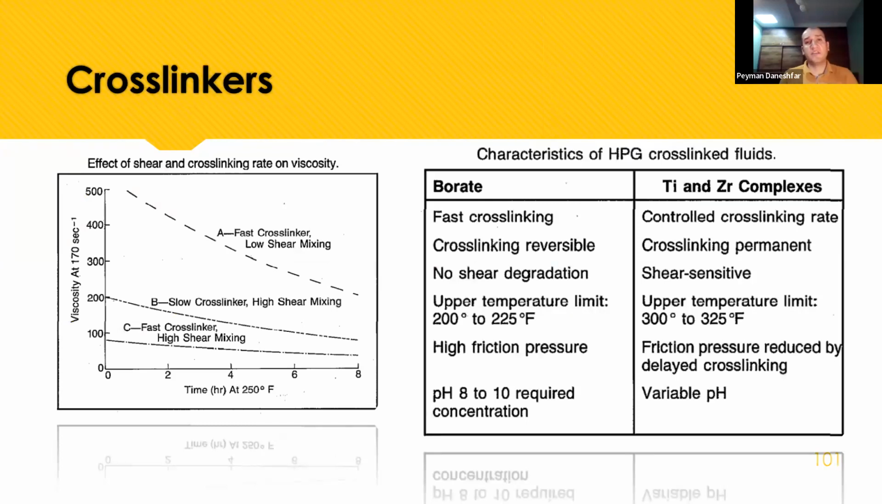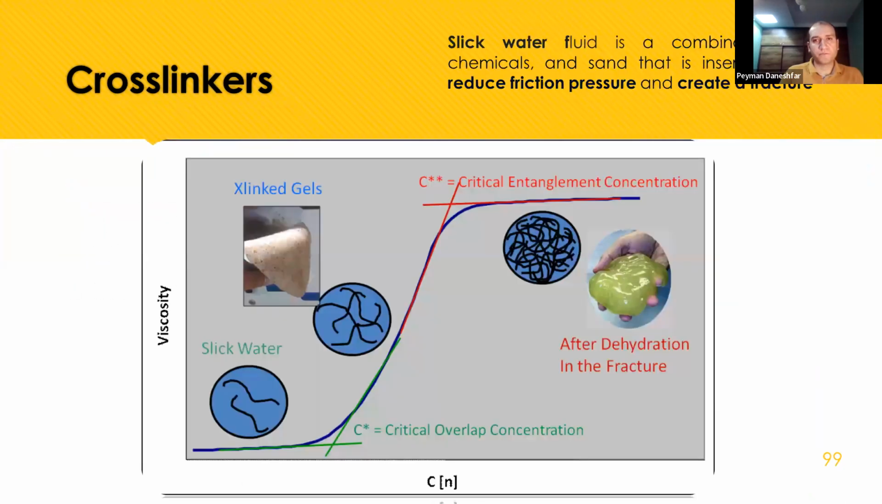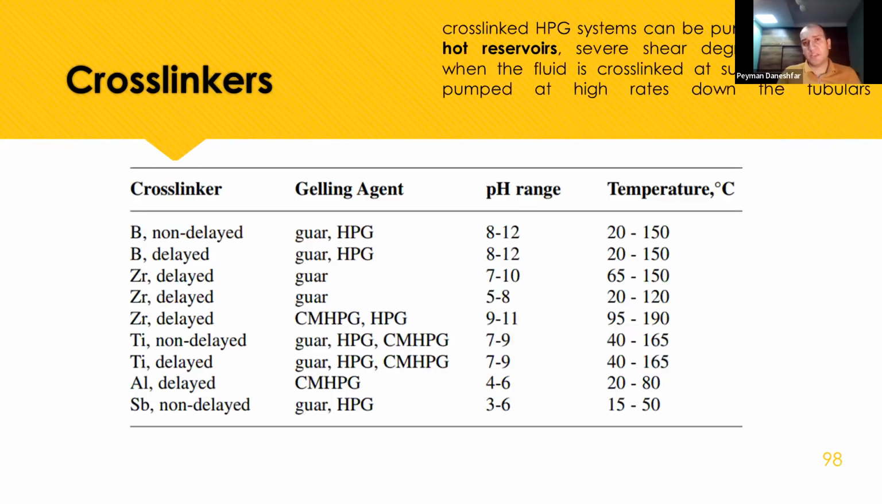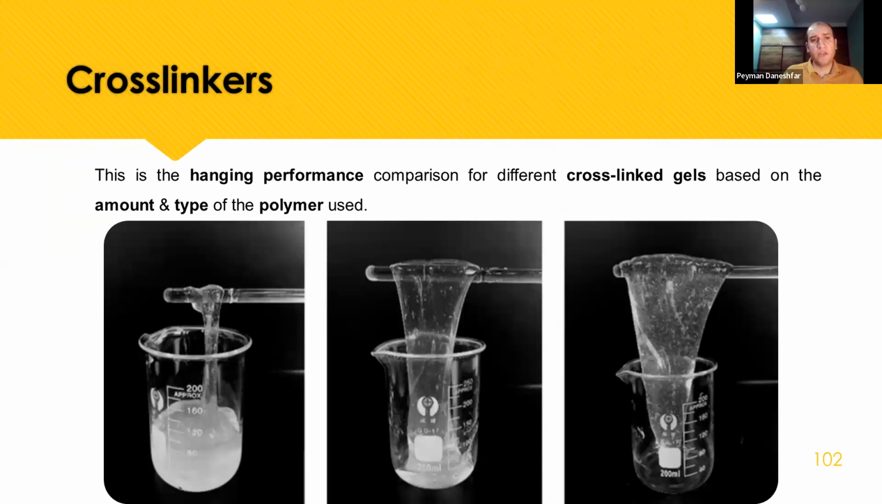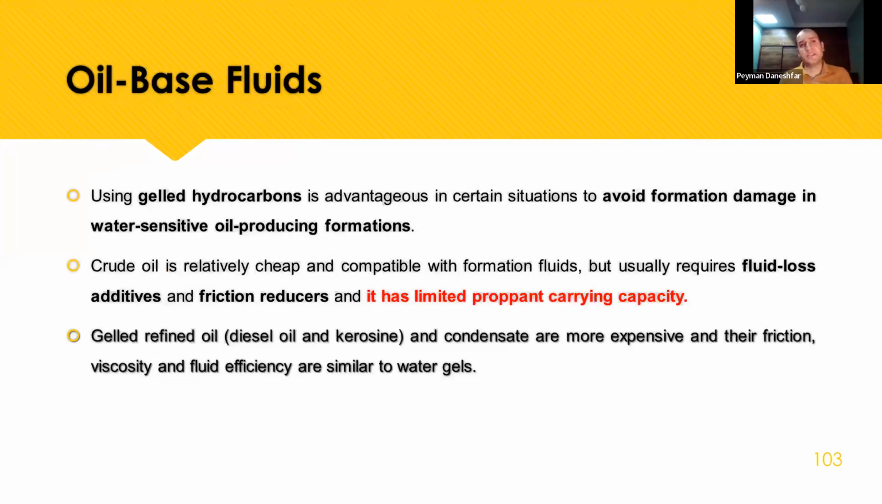And here we can see some characteristics of HPG cross-linked fluid that we use for the deep wells. A cross-linked HPG system can be pumped into deep hot reservoirs despite severe shear degradation. And this is the hanging performance comparison for the different cross-linkers based on the amount and the type of the polymer gel. You can see how the jelly form of the cross-linkers is and how the hanging performance is.